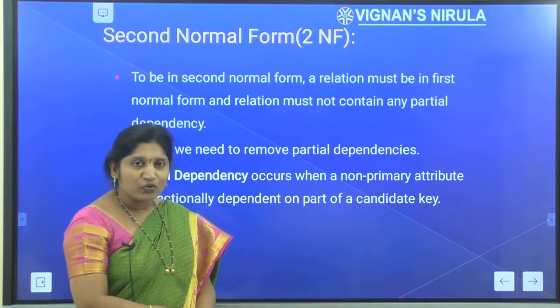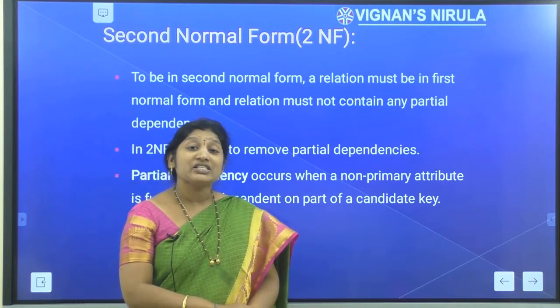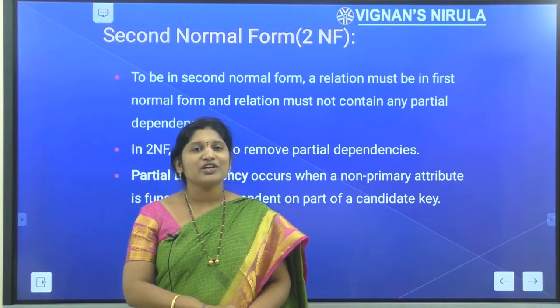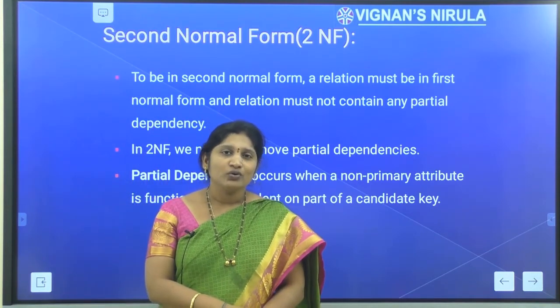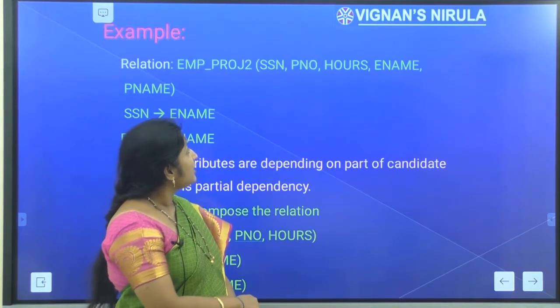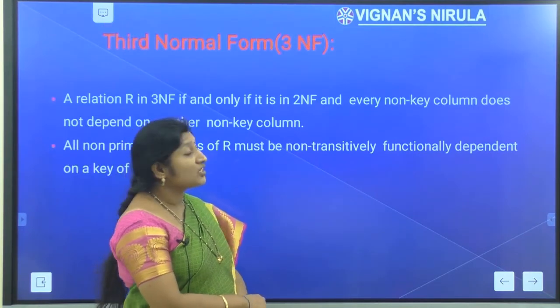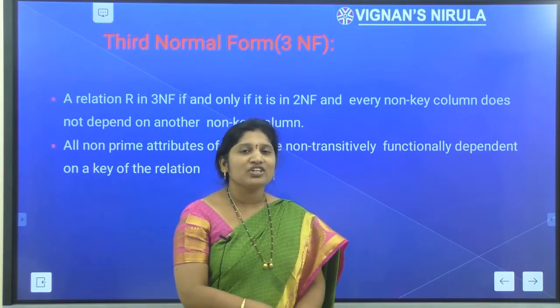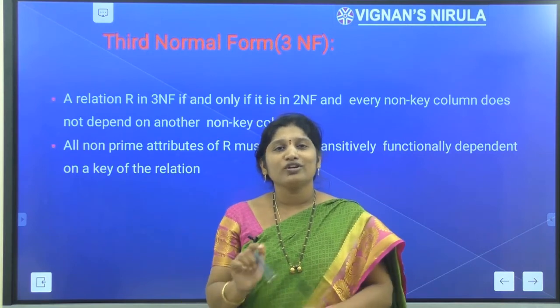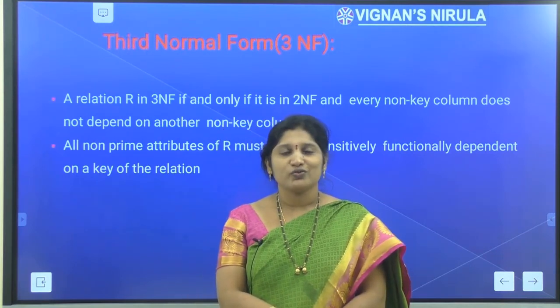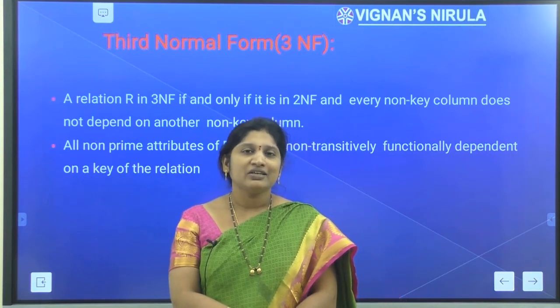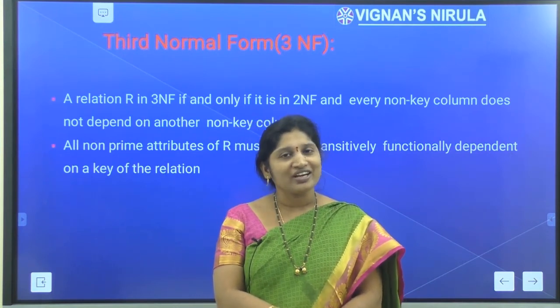So the main aim of 2NF is to avoid partial dependencies, and we have seen the meaning of partial dependencies and how to convert partial dependencies to complete dependencies. And the third NF, the main aim of 3NF is to remove non-key to non-key relationships while avoiding the transitive dependencies also. So in the next video we will see BCNF, 4NF and 5NF.